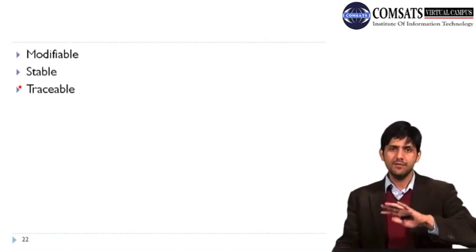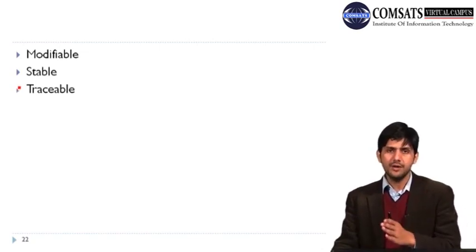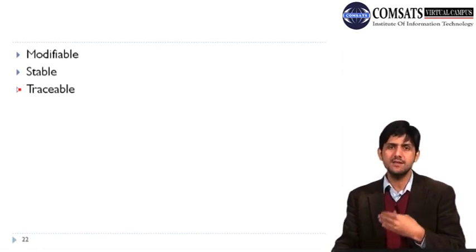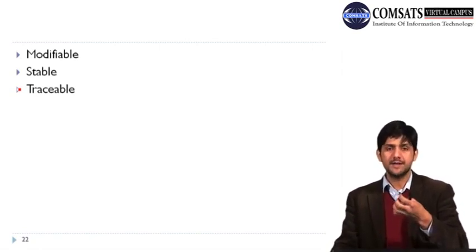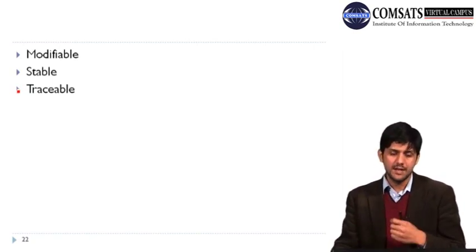So I think this is where we are going to end today's lecture, and we are going to continue from here, and look at some examples of how we specify functional requirements which are consistent, complete, verifiable, and not ambiguous.